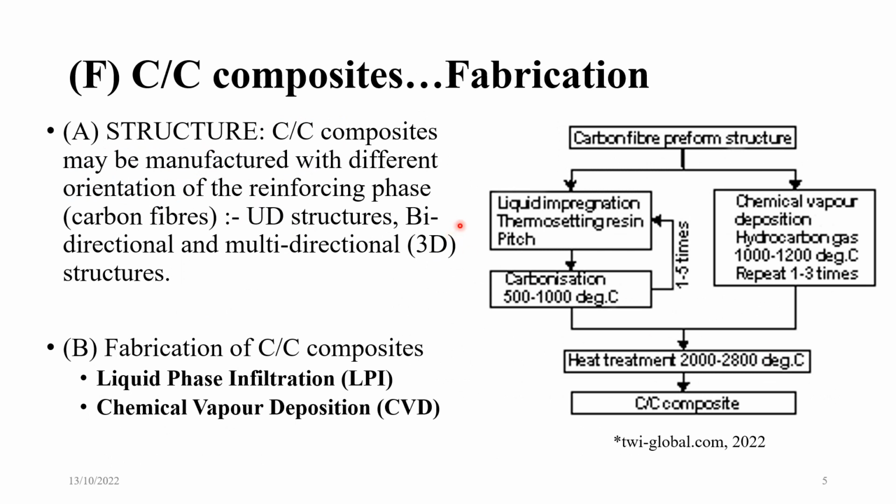So coming to the fabrication of carbon-carbon composites. Carbon-carbon composites may be manufactured with different orientation of the reinforcing phase. The UD structures, bidirectional, multidirectional, we'll see after a couple of slides that there are plenty of variants of carbon-carbon composites, particularly from the orientation of the reinforcing phase. Now, what are the two different fabrication methods for carbon-carbon composites?